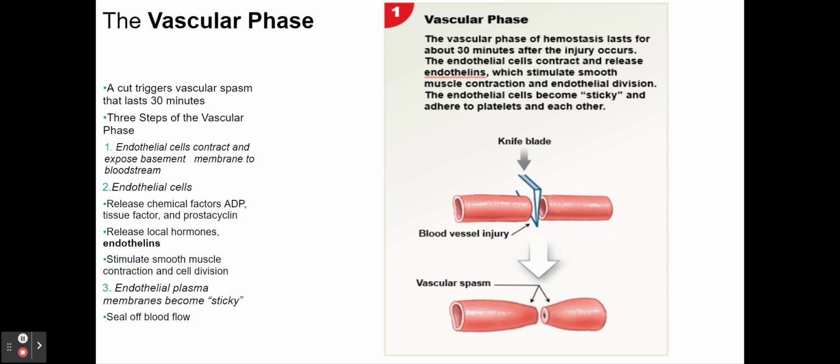Continuing on, the endothelial plasma membranes become sticky. A tear in the wall of a small artery or vein may be partially sealed off by the attachment of endothelial cells on either side of the break. In small capillaries, endothelial cells on opposite sides of the vessel may stick together and prevent blood flow along the damaged vessel. The stickiness is also important because it helps platelets to attach as the platelet phase gets underway.